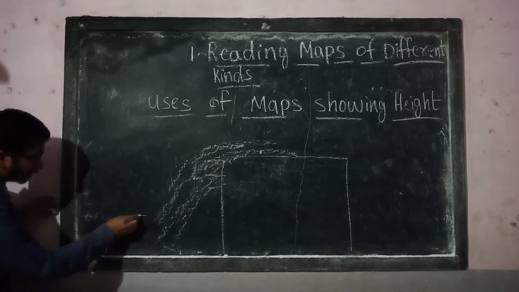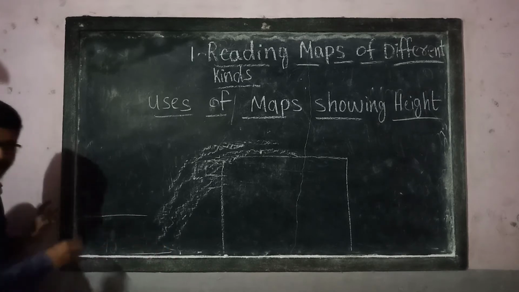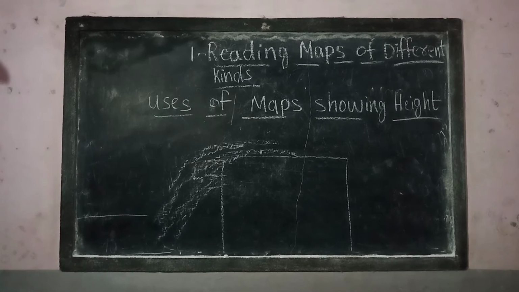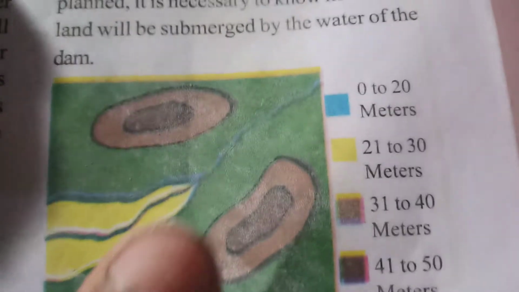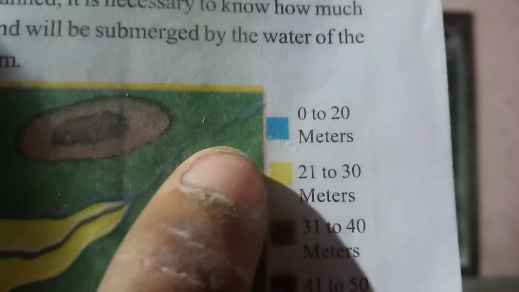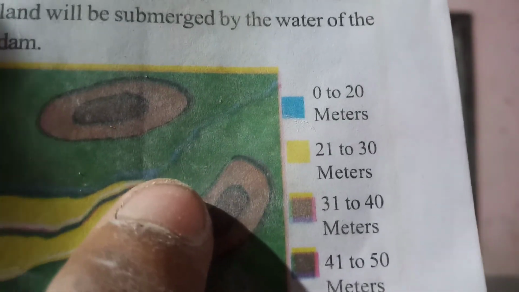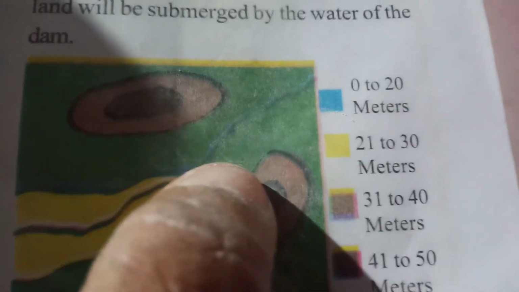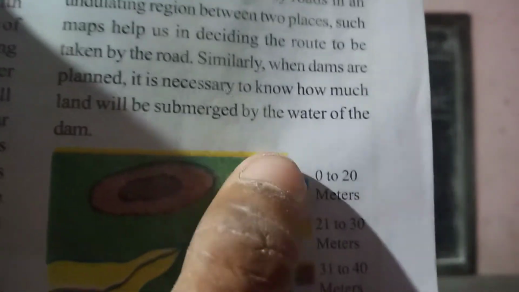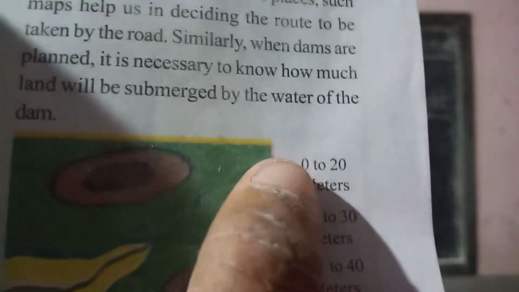Here the land part is there. That is the picture. Here you can see the water is flowing from one place to another place, and these are the land parts at particular heights. You can see 31 meters, 41 meters, right? If a dam is constructed here, imagine if a dam is constructed here, what will happen?